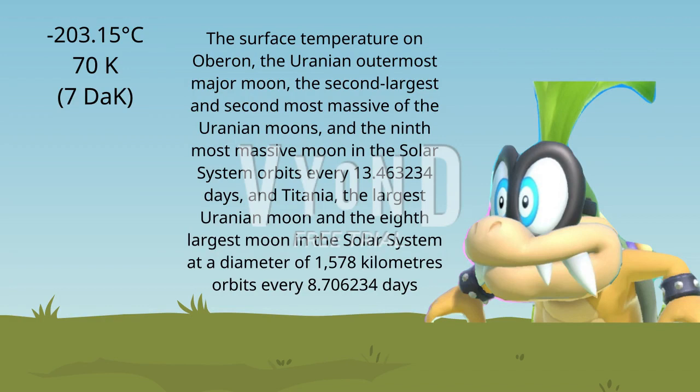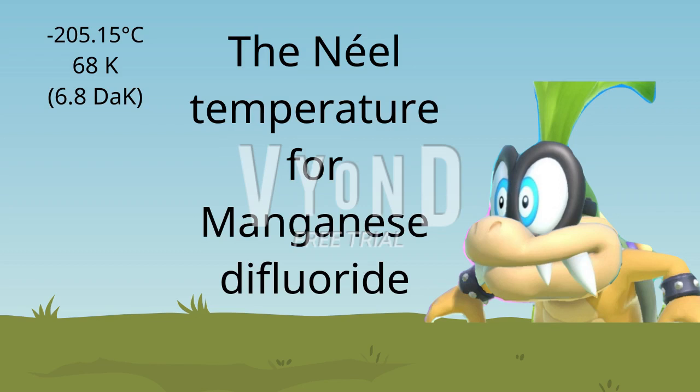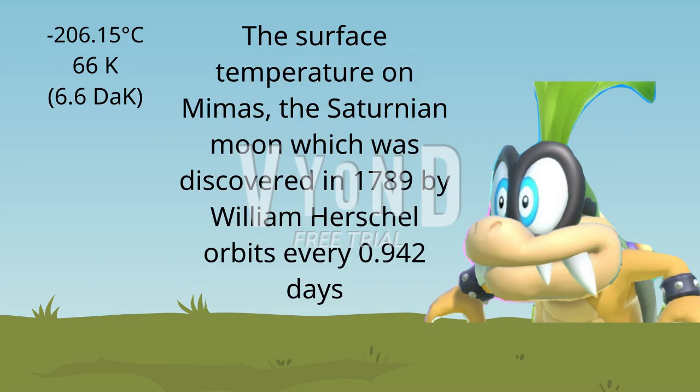That's 70 Kelvin. The Néel temperature for manganese difluoride, a compound containing one manganese atom and two fluorine atoms, is minus 205.15 degrees Celsius, or 6.8 decakelvins. That's 68 Kelvin. The surface temperature on Mimas, the Saturnian moon which was discovered in 1789 by William Herschel, orbits every 0.942 days, is minus 206.15 degrees Celsius, or 6.6 decakelvins.